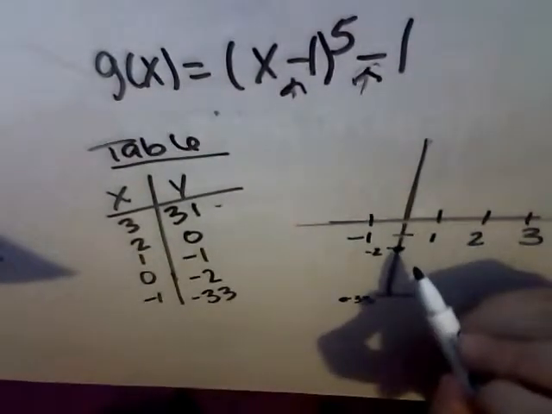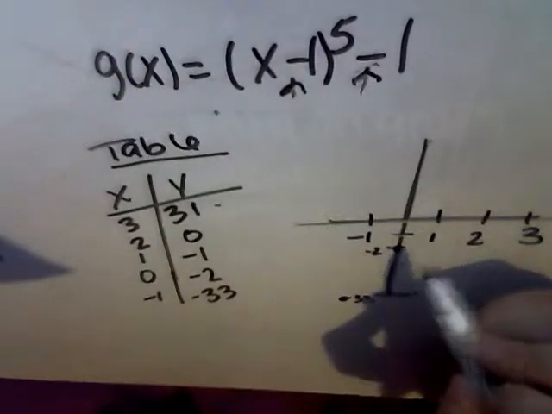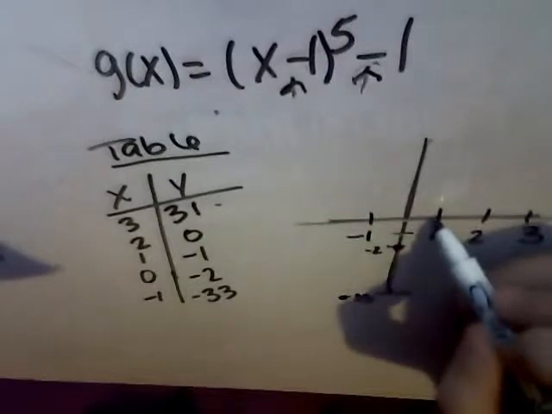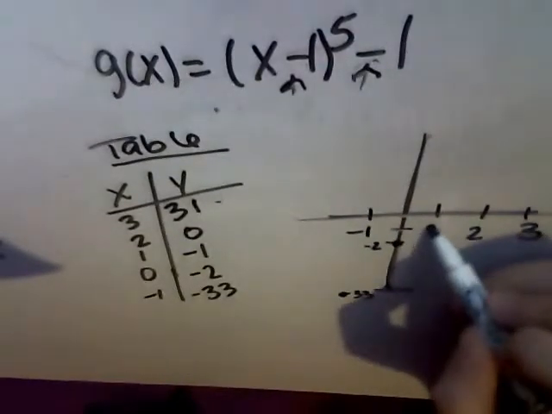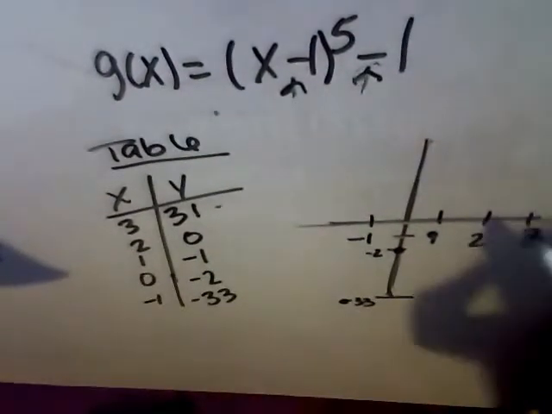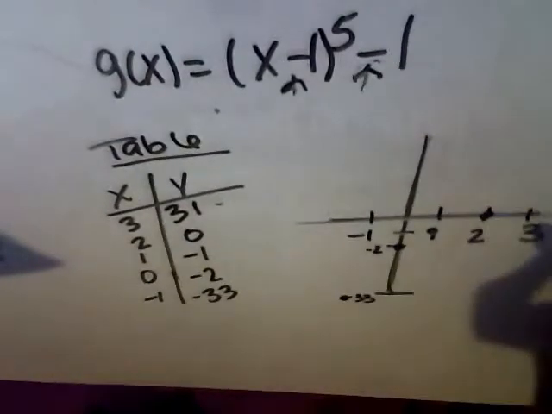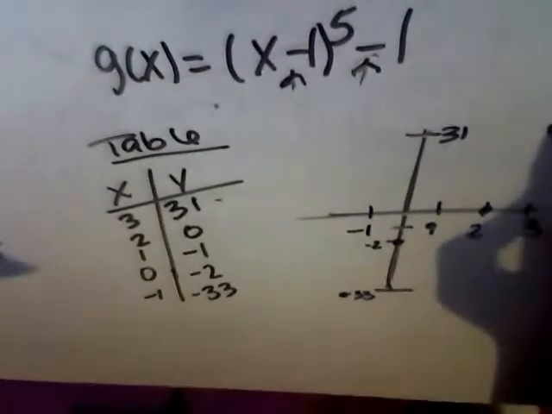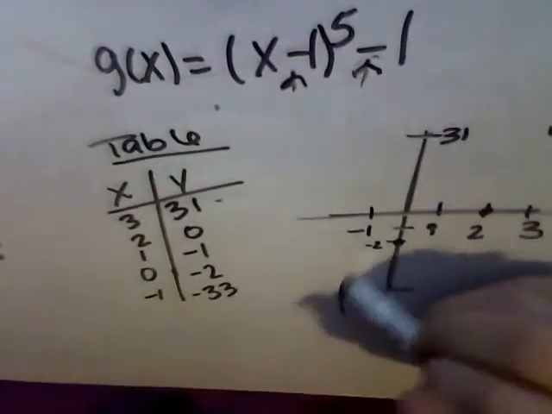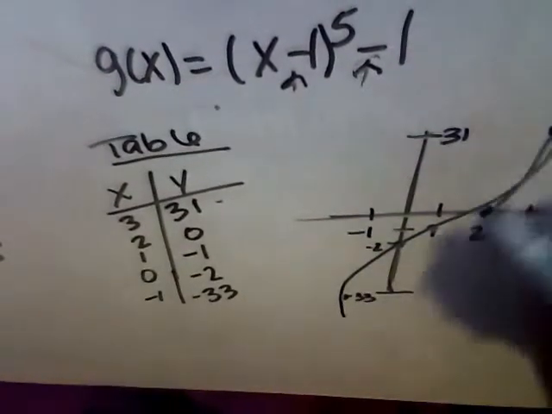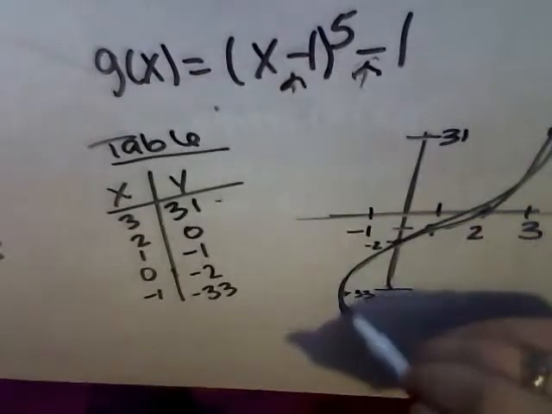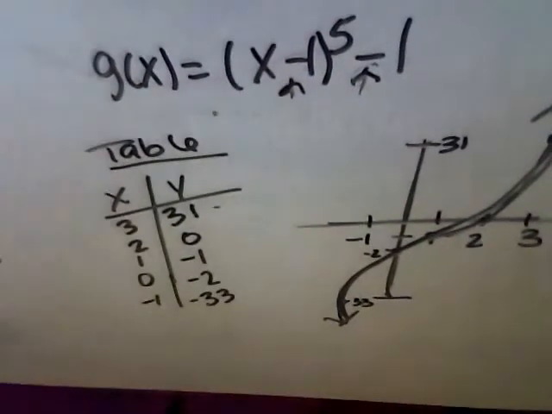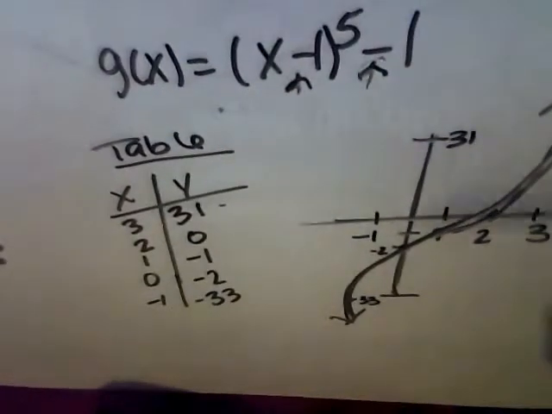And then we have 1. 1 is negative 1. There you go. 2 is 0. And 3 is 31. We'll just make 31 right there. Then you graph it. And there you go. That's all you have to do.